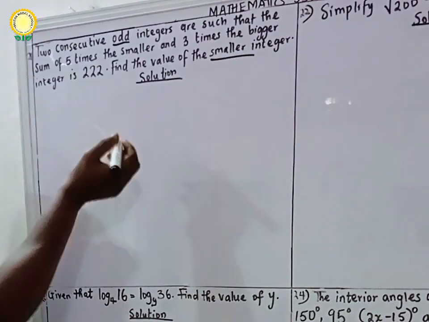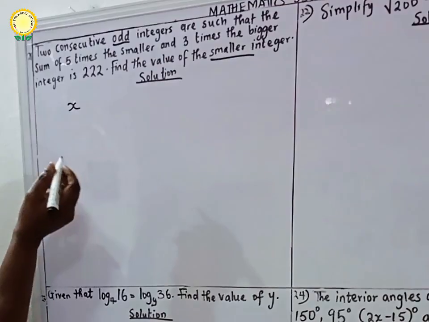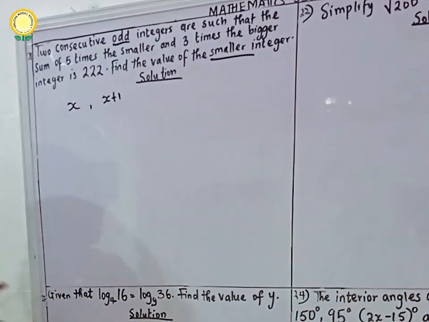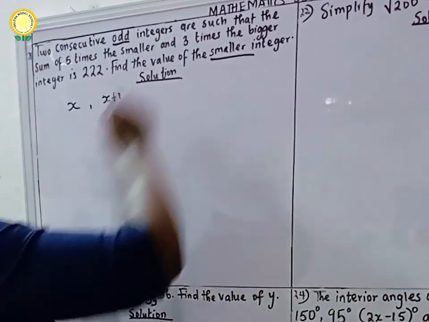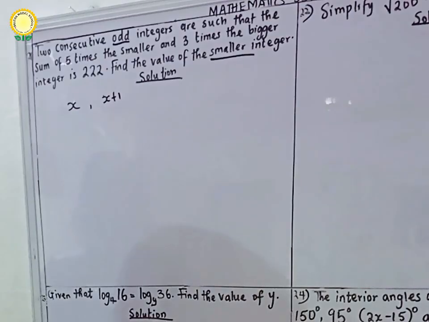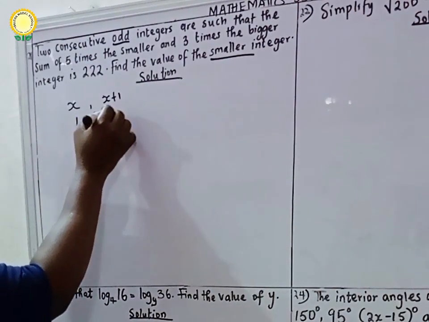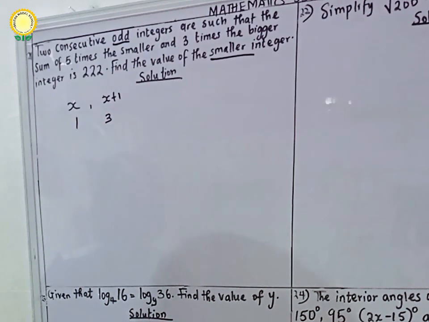If they are consecutive numbers, you will just have x. Let the first number be x and the second number be x plus 1. That means if the first number is 2, the second number will be 3. That's the meaning of x and x plus 1. But we are told that they are odd integers. That means if the first number is 1, the next number will not be x plus 1, it will be x plus 2. Is that okay?